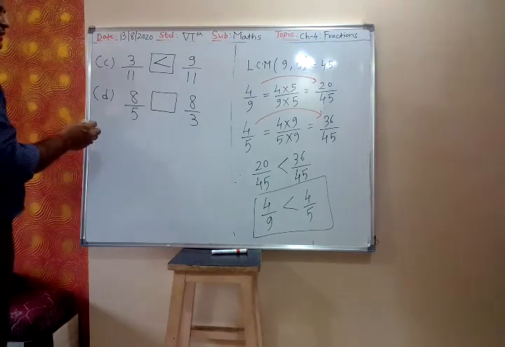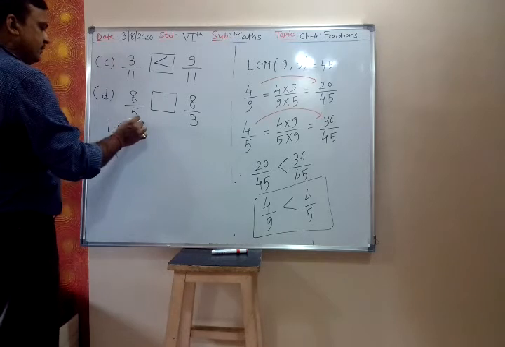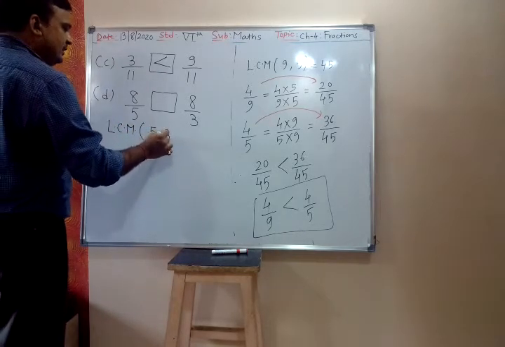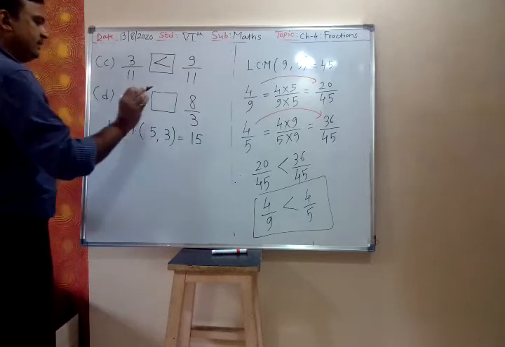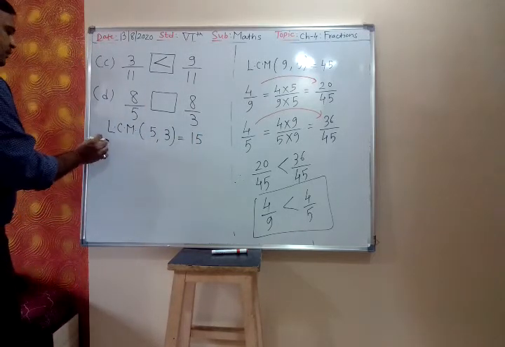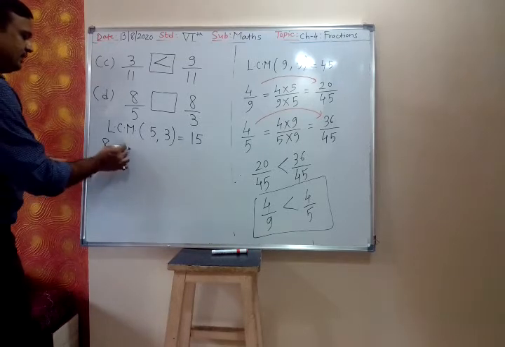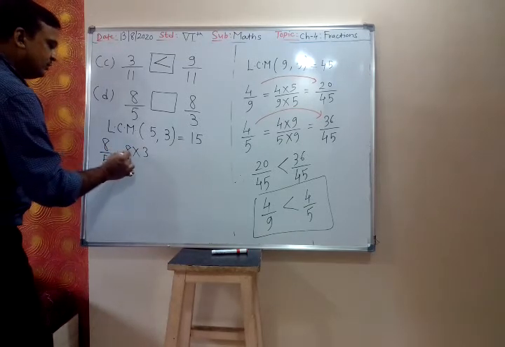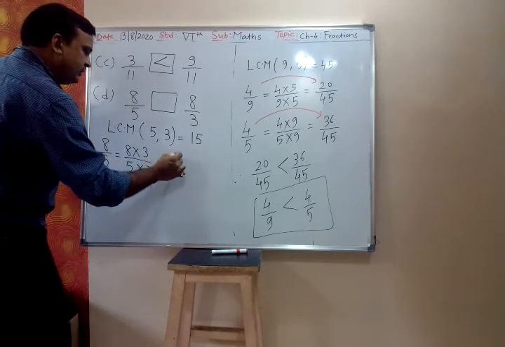So I will take the LCM of 5 and 3. LCM of 5 and 3 is 15. 5 into 3 is 15. So 8 upon 5, I will convert the denominator to 15. So multiply and divide by 3. So 8 into 3 upon 5 into 3, that is 24 upon 15.